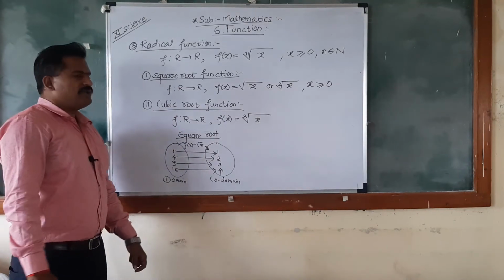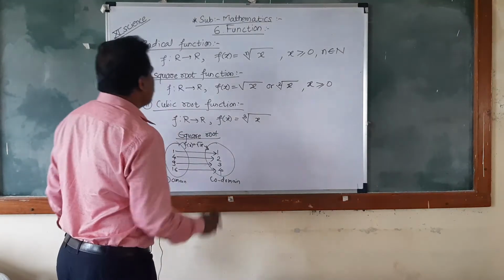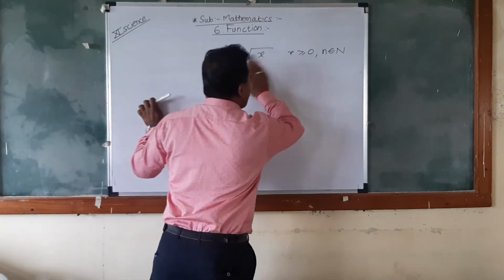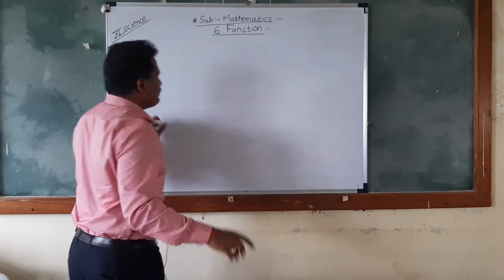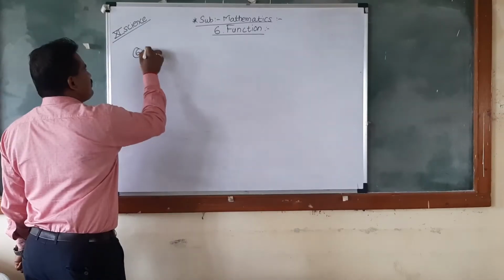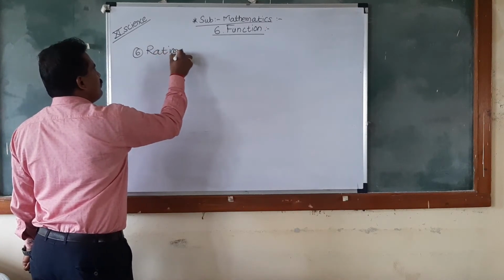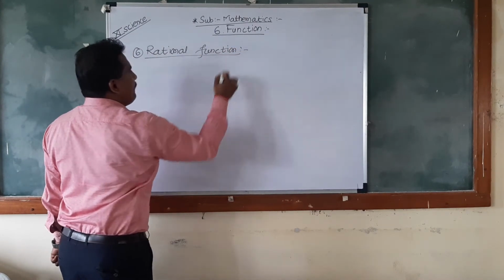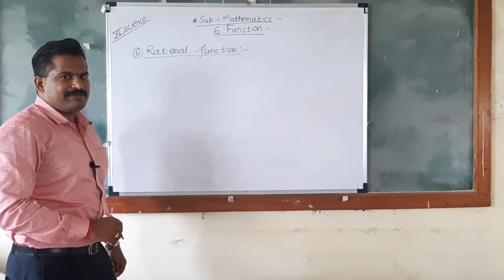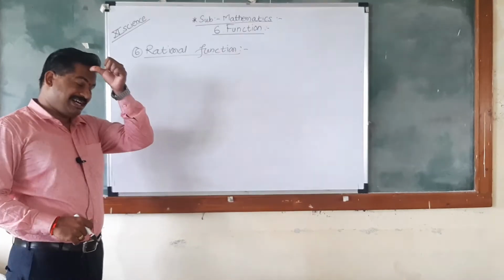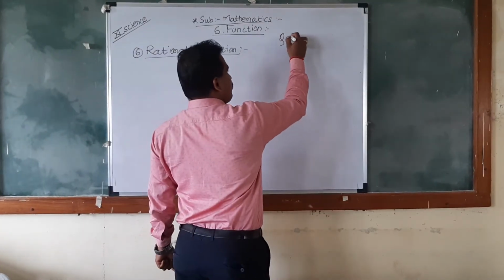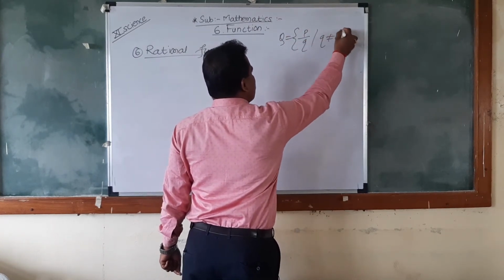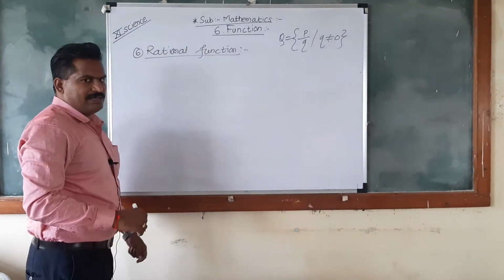Similarly, we can use the cubic root function. Now, the next type of basic function is the rational function. Rational function comes from rational number, that is Q. A number in the form of p by q, where q is not 0, is known as a rational number.